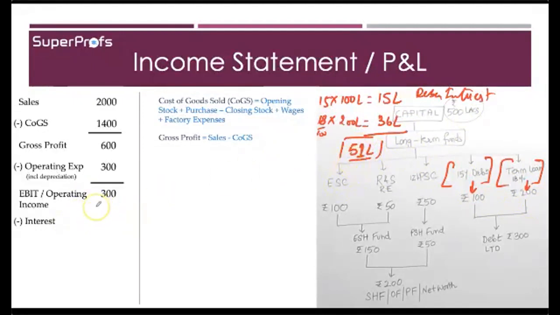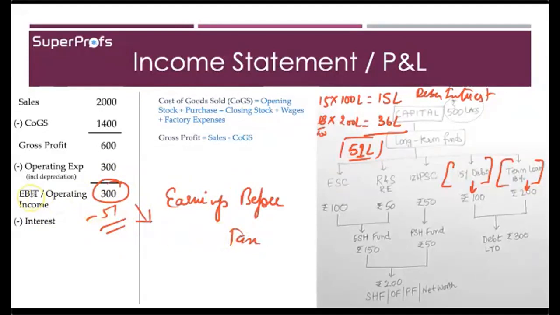Then you will subtract 51 lakh from this operating income. This was earnings before interest and taxes, so what you get now will be earnings before tax, because you have already subtracted interest. The amount that you will get after deducting interest from operating income is earnings before tax.